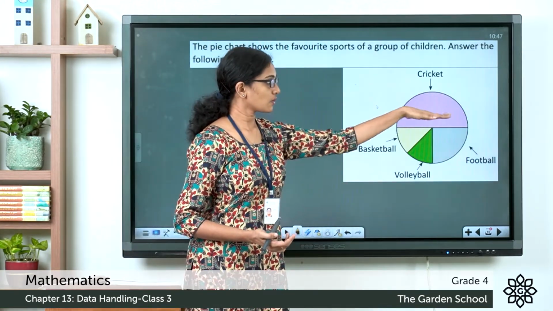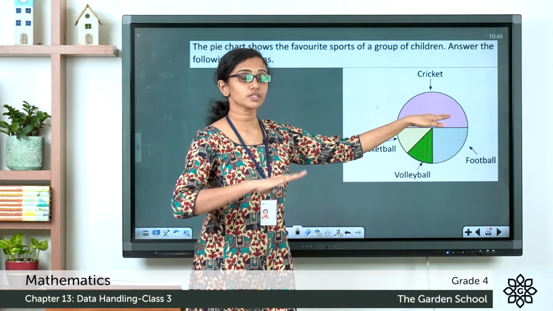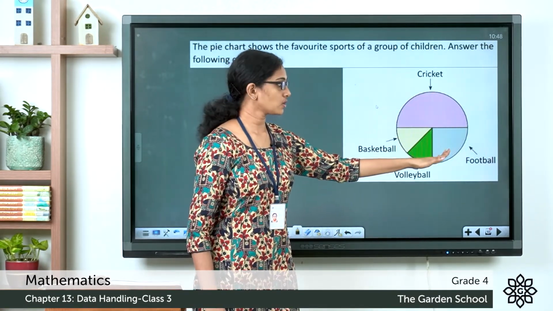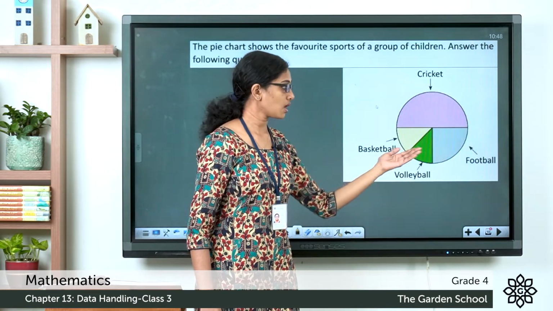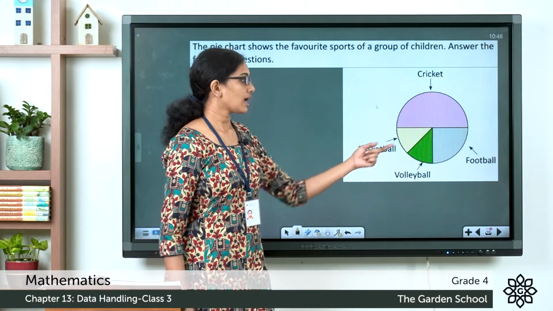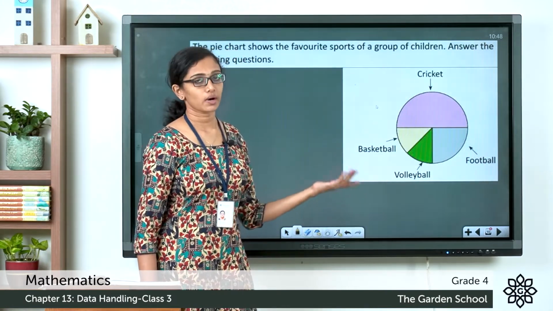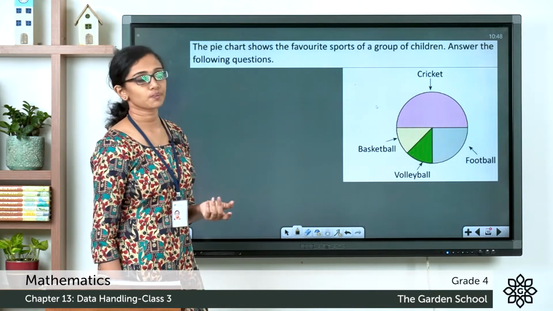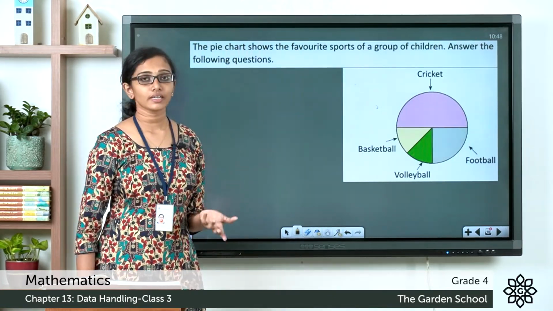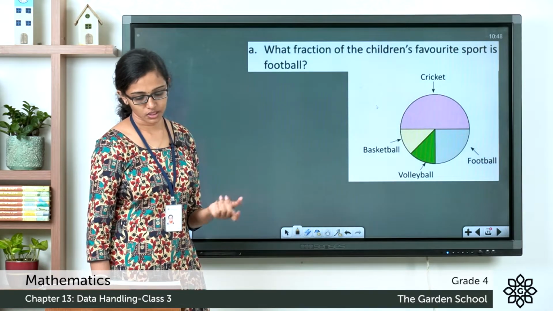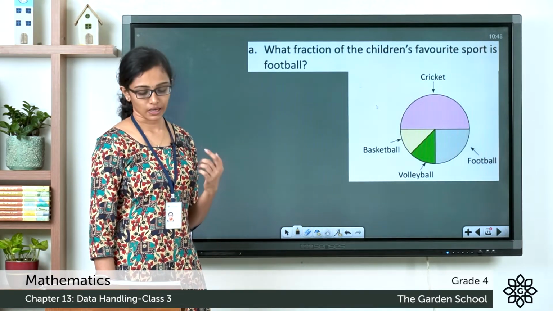So half of the circle means half of the total number of children like cricket, 1/4 of the total number of children like football, 1/8 of the total number of children like volleyball, and the other 1/8, the remaining 1/8, of the total number of children like basketball as their favorite sport. So let's see what the questions are that follow. The first one: what fraction of the children's favorite sport is football?